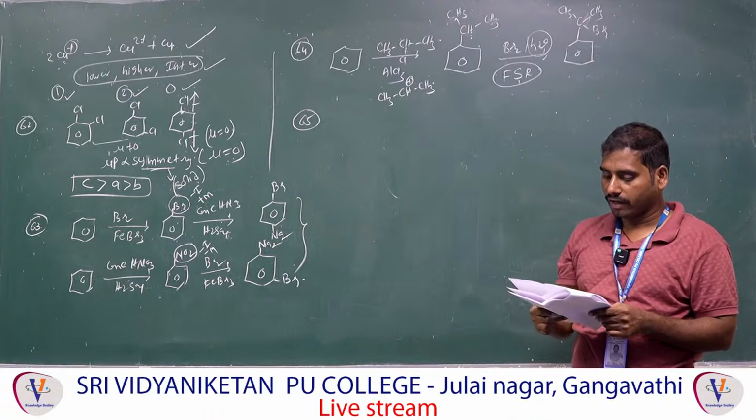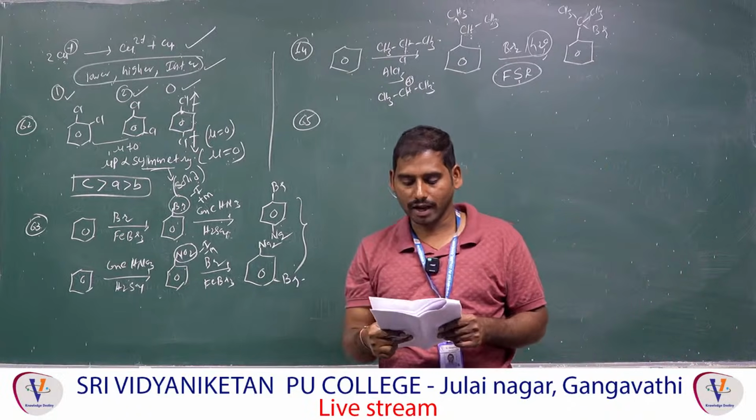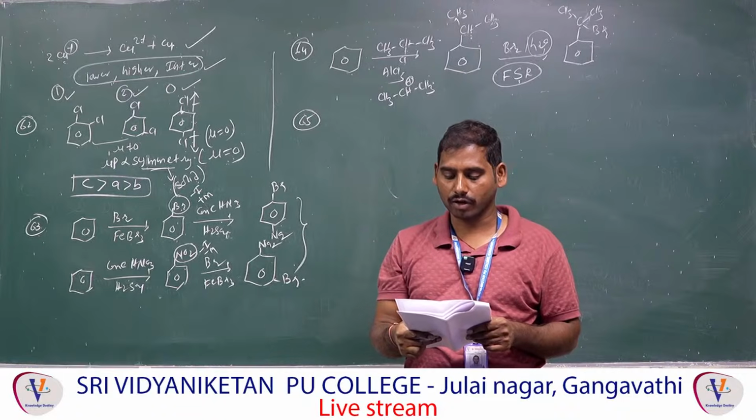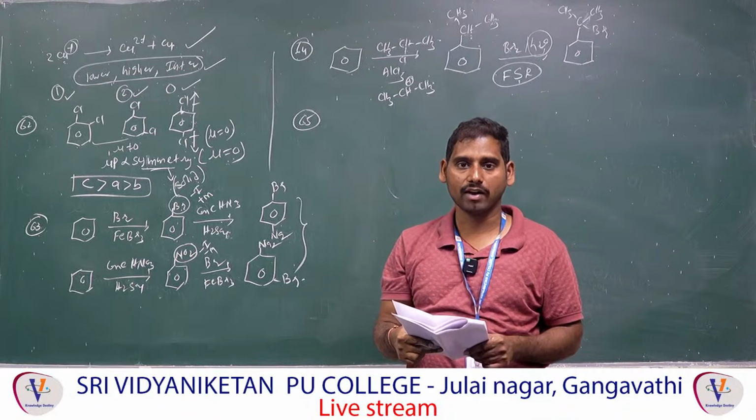The correct decreasing order of reactivity of alkyl halides for SN2. So for SN2 it is alkyl iodide, alkyl bromide, alkyl chloride, alkyl fluoride. That is the correct answer, because iodine is a good leaving group because of its large size.